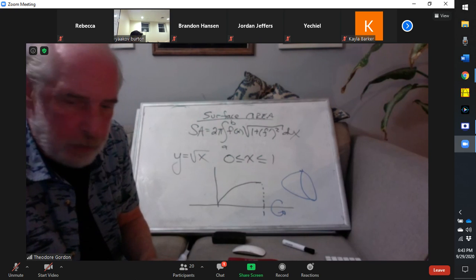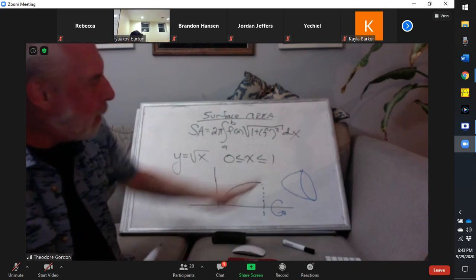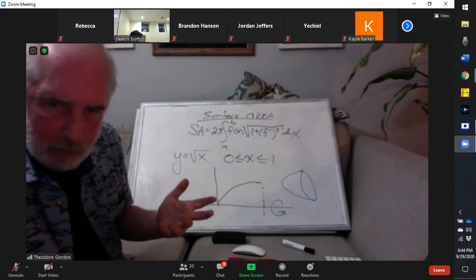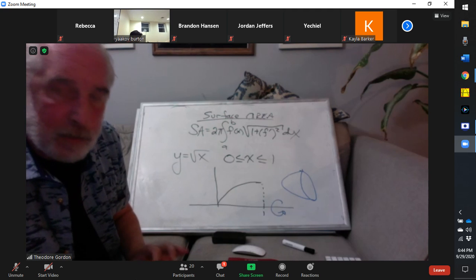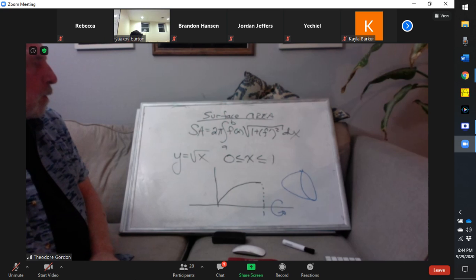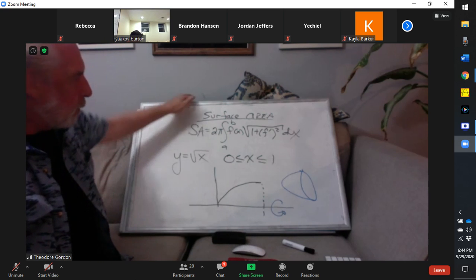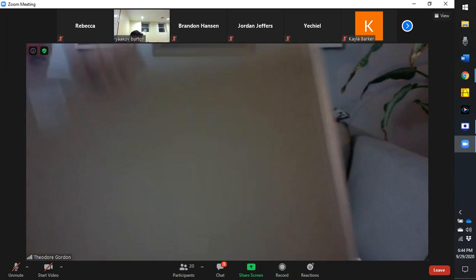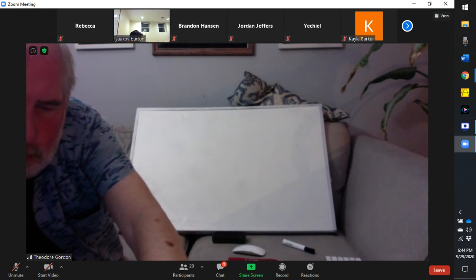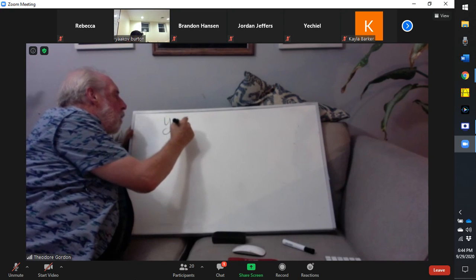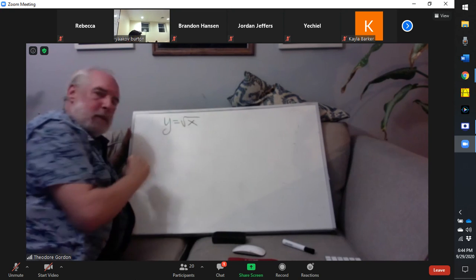But tonight we're going to do the surface area. So if you had this bowl and you wanted to cover it with gold, how much gold would you need? Or cover it with paint or something like that. So it's surface area. All right, so here we go. I'm going to use the other board. So our function is y equals the square root of x.